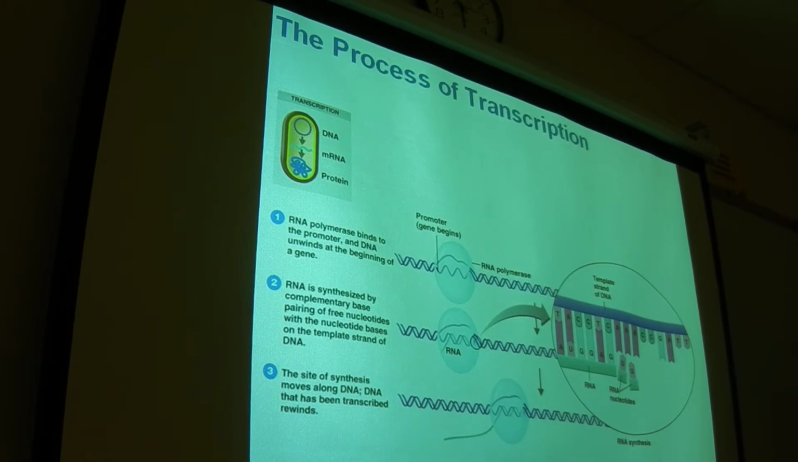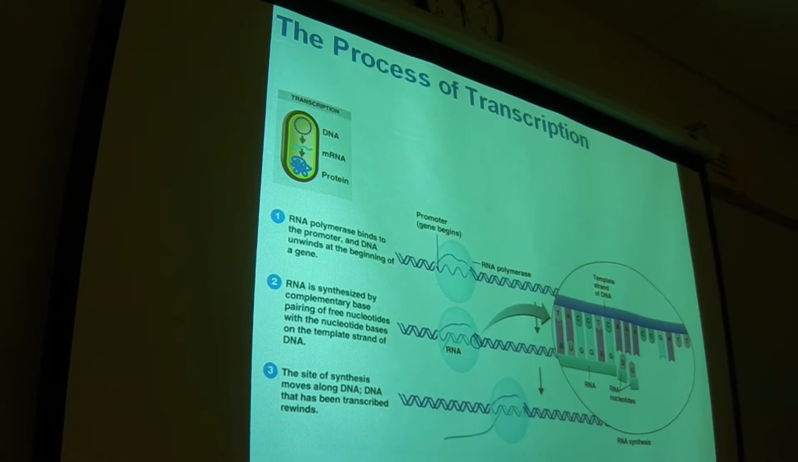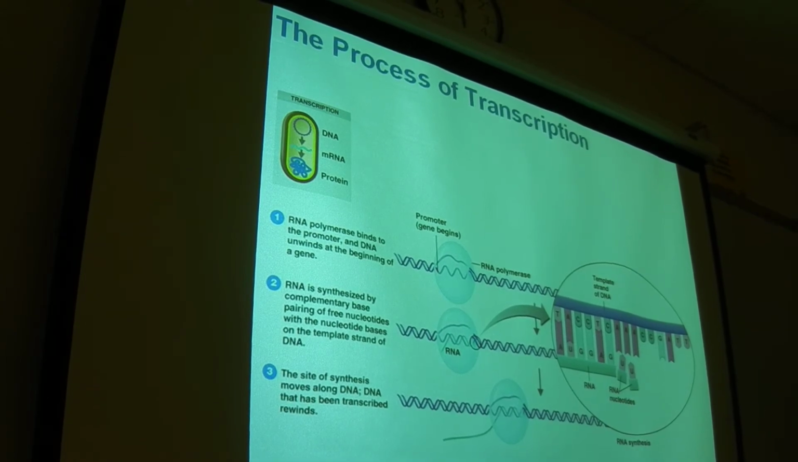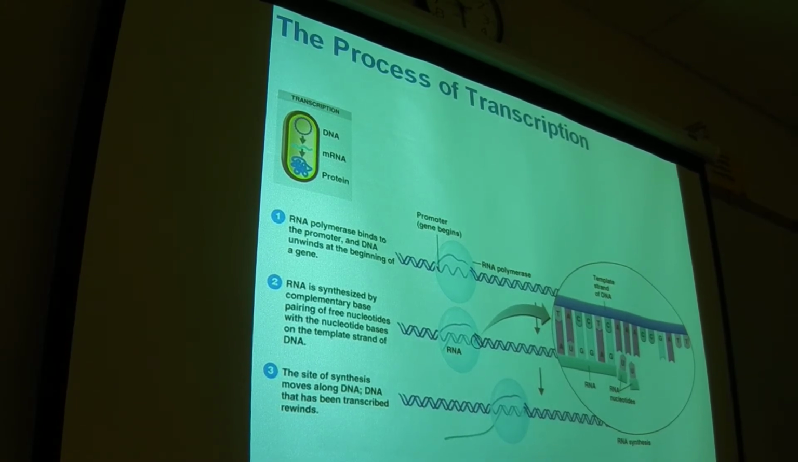So it's very similar to replication. The DNA unwinds, but again, instead of DNA polymerase coming in and adding bases at this point, it's RNA polymerase. And basically it just reads the DNA bases and starts to add RNA bases that are complementary to that DNA. The only difference between RNA and DNA is that RNA doesn't have a T base. It has a U base instead of T. It has uracil instead of thymine. Other than that, the other three bases are the same.